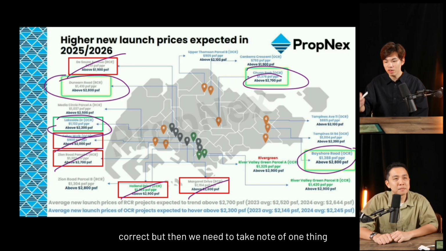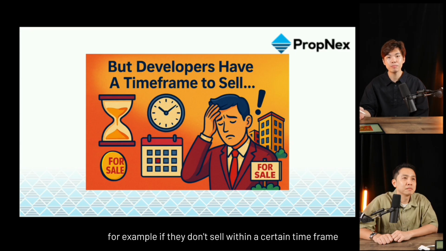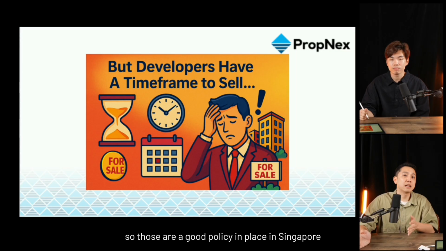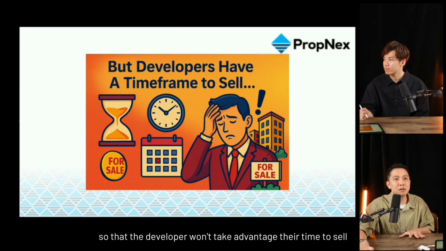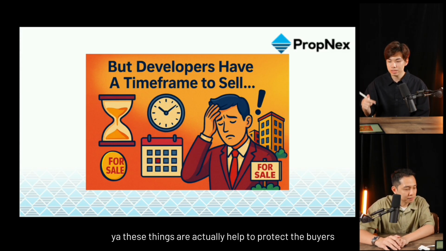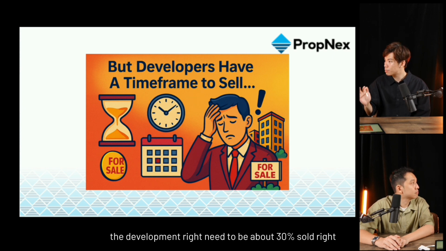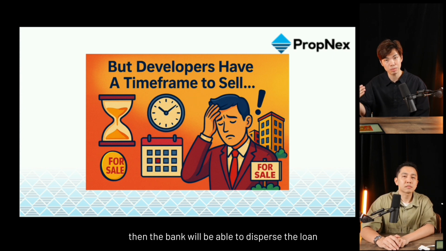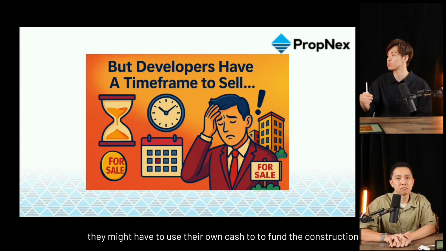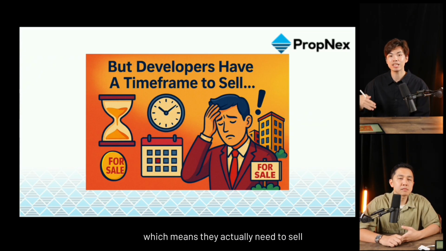Correct. But then we need to take note of one thing. Actually, developers have a time frame. For example, if they don't sell within a certain time frame, they might have to pay the ABSD, which is quite a huge amount. So there's a good policy in place in Singapore that is protecting the buyers so that developers won't take advantage. Take their time to sell, like I sell 10 years later, 20 years later. Correct. These things actually help to protect the buyers. And also another thing we need to take note of is that the development needs to be about 30% sold, then the bank will be able to disburse the loan. Yeah. So for developers that decide to maybe sell later, they might have to use their own cash to fund the construction. Which is very taxing. So these are the certain constraints that developers have, which means they actually need to sell.